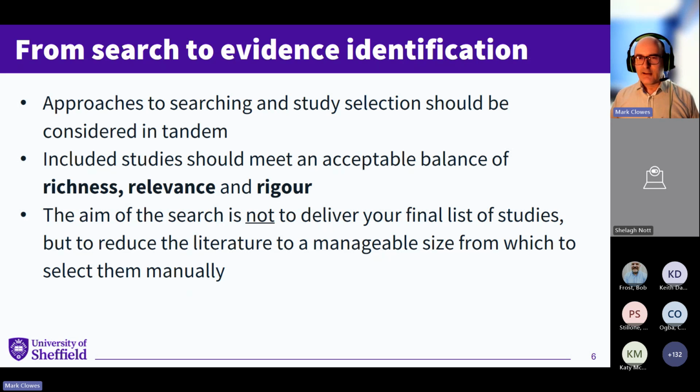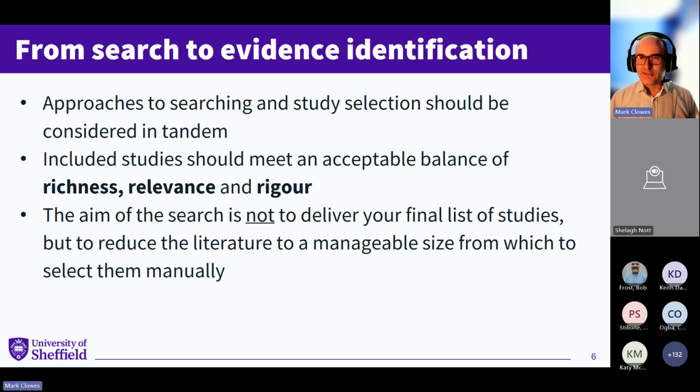And I would also caution anybody here, particularly any students here, to not be looking to create a search strategy which delivers them a final list of studies. It's not like prompting ChatGPT to give you a quick answer to something and ta-da, there it is. There are your 6 studies that meet your criteria. It's about reducing the size of the literature to a manageable number of records that you can then go through manually and select the ones that are going to be suitable.